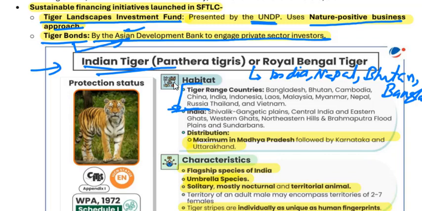The habitat for tiger, then it is correct: Bangladesh, Bhutan, Cambodia, China, India. You don't need to remember all these points. Okay. In India, the Shivalik Gangetic Plains, central India and the eastern Ghats, western Ghats, northeastern hills and Brahmaputra flood plains, Sundarbans, these are the areas of India where the Indian tiger is found. Next is about the distribution. Maximum is found in Madhya Pradesh, followed by Karnataka and Uttarakhand. This is an important point. You should remember the maximum number of tigers is found in Madhya Pradesh, then in Karnataka, and then in Uttarakhand. Okay.